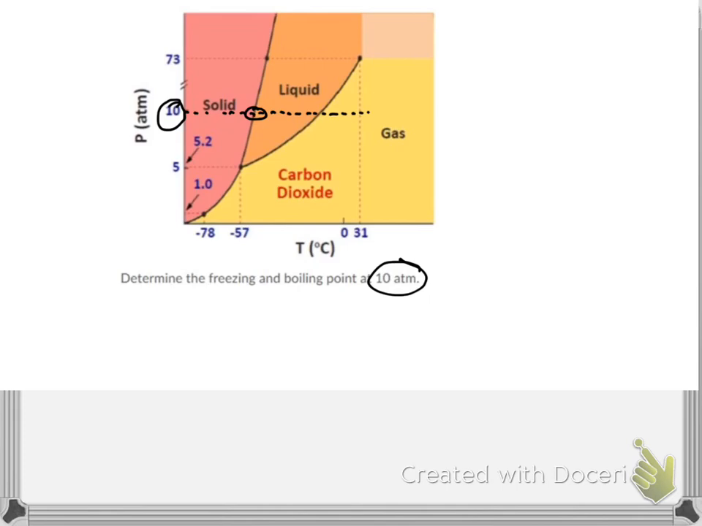So we drop a line down from the solid-liquid intersection, and we would assign that temperature to be about minus 50 degrees Celsius. For the boiling point, we do the same thing. Where 10 atmospheres intersects the boiling point line, we go down, we see that, and we assign that, let's say, minus 10 degrees Celsius.